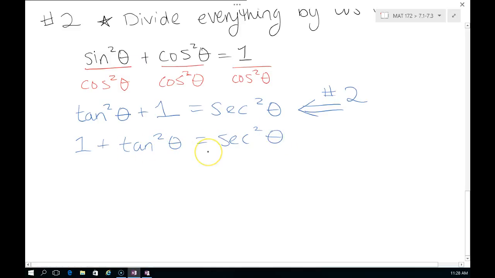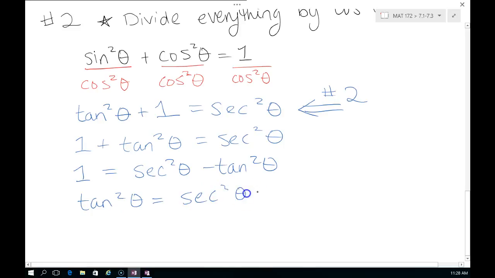We could subtract either one of those terms over to the other side. So I could say 1 equals secant squared theta minus tan squared theta, or tan squared theta equals secant squared theta minus 1. Also, I could change the order of the subtraction, which will change those sides to negatives. So negative 1 equals tan squared minus secant squared, and negative tan squared equals 1 minus secant squared.